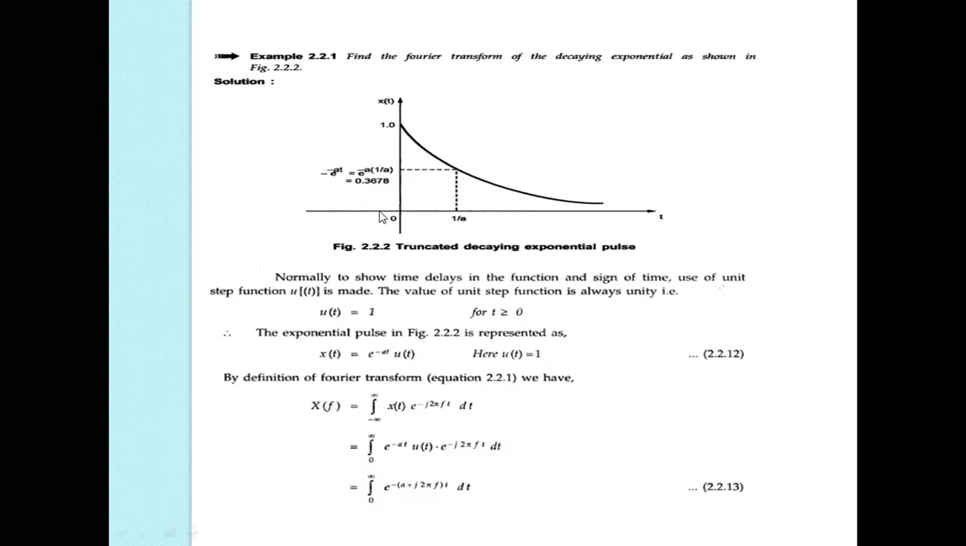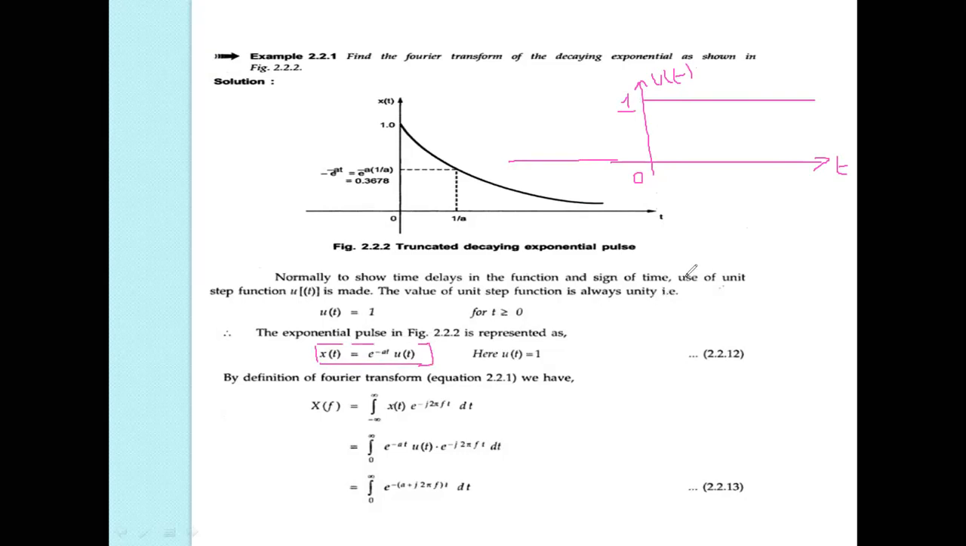And there is no function on the negative real axis, at the negative values of t. For that case, the given signal x of t is multiplied with the step function. Why? The step function mu of t has magnitude 1 from 0 to infinity of the t values. On the negative real axis, all the values are 0. So multiplying these two functions, the given signal is x of t equal to e power minus at mu of t.